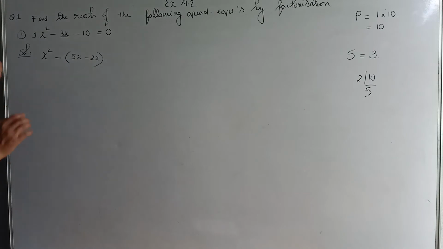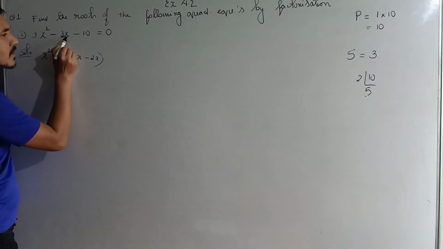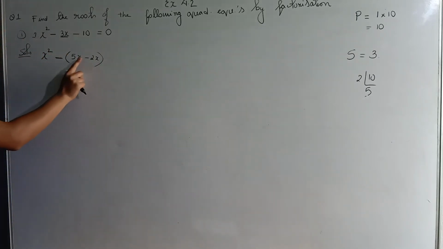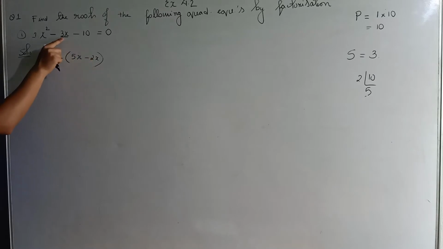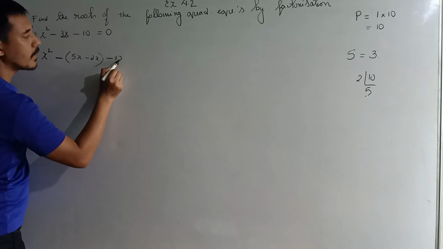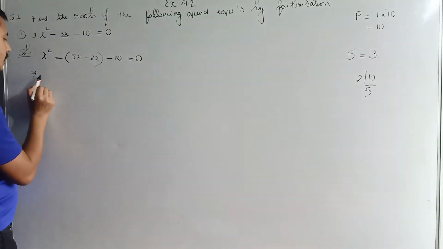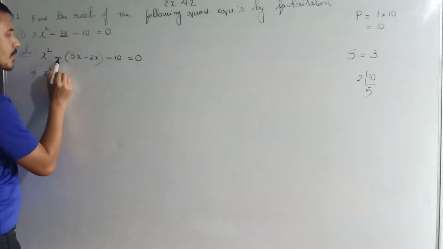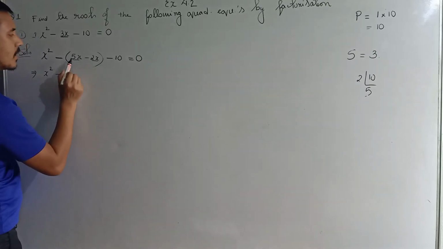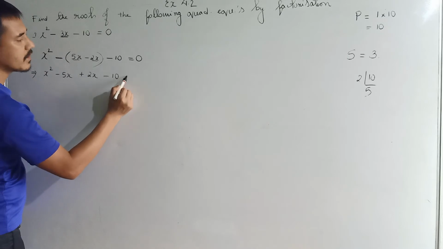So in that case, x squared, this minus you leave as it is, and instead of middle term 3x, you are going to write 5x minus 2x, so that 5x minus 2x is 3x, this minus sign kept as it is, and then we have minus 10 as the constant term and equal to 0. Multiplying the negative sign to both of these terms: x squared minus 5x, minus minus plus 2x, and then we have minus 10 equal to 0.